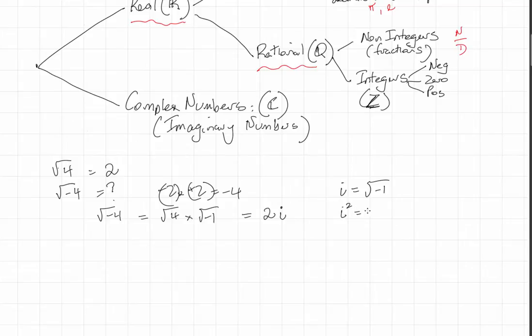i squared is equal to the square root of negative 1 times the square root of negative 1, and that is just equal to negative 1. And we can continue on with that. So the square root of negative 5 is equal to the square root of 5 times the square root of -1, which is equal to root 5 i.